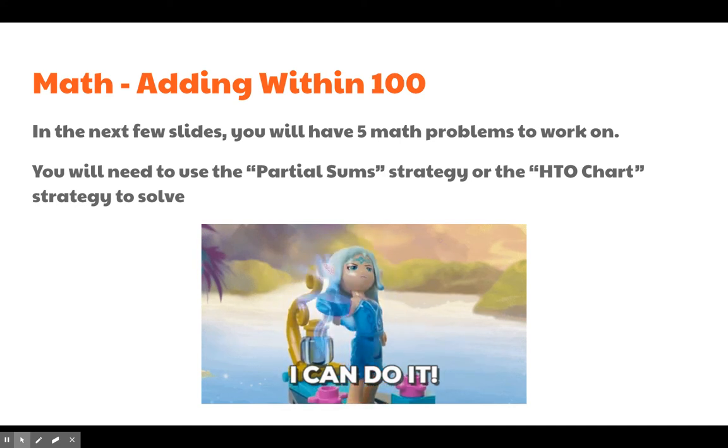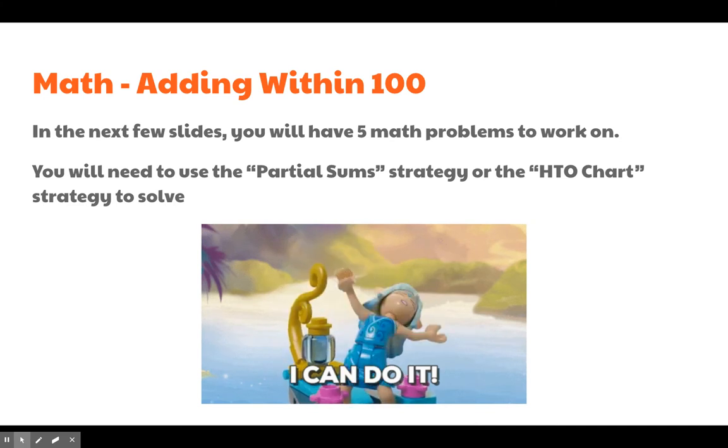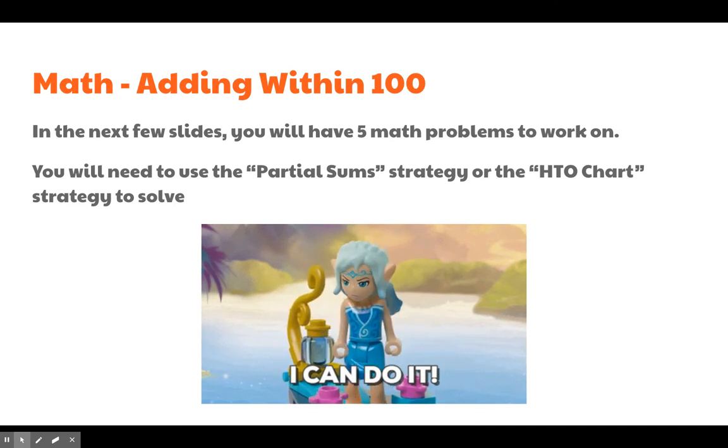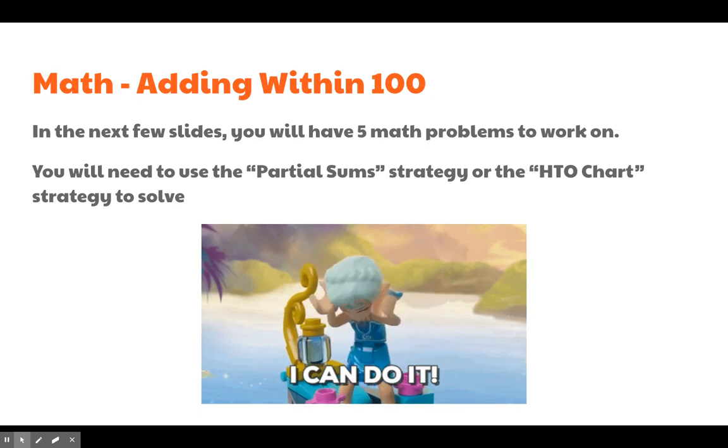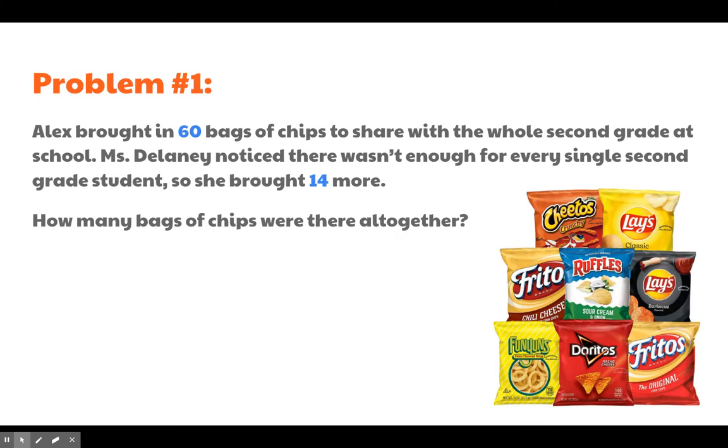So here are those 5 problems. Remember, you're going to need another sheet of paper or to flip the page in your journal. Here we go. You have 5 problems. Problem number 1. Alex brought in 60 bags of chips to share with the whole 2nd grade at school. Miss Delaney noticed there wasn't enough for every single 2nd grade student, so she brought 14 more. How many bags of chips were there all together?